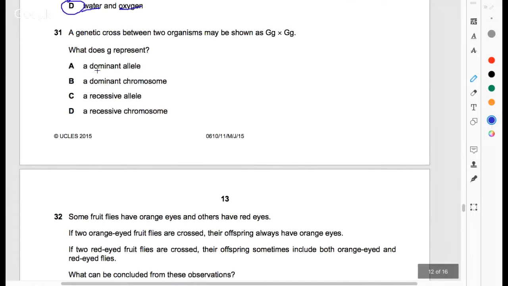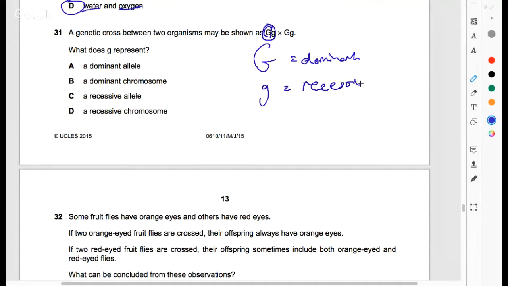A genetic cross between two organisms may be shown as big G little g cross big G little g. What does G represent? What does little g represent? You've got to remember here that in genetics, an uppercase letter, so our big G, represents our dominant allele. And our little g, our lowercase g, represents our recessive allele.